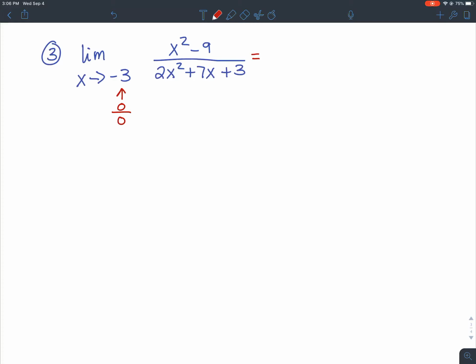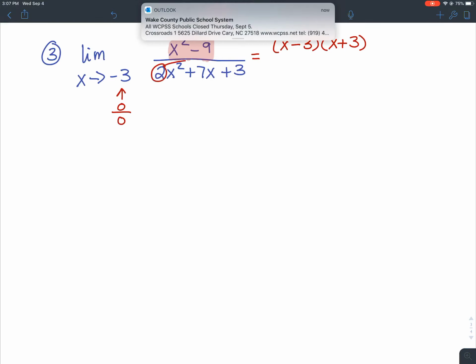All right, so I'm going to factor the top. Look at that. X squared's perfect. 9 is a perfect square. And we're subtracting, difference of squares. All right, let's factor the bottom now. I'm going to do what I practiced at the beginning of this lesson, divide, reduce, and slide. So 2 times 3.